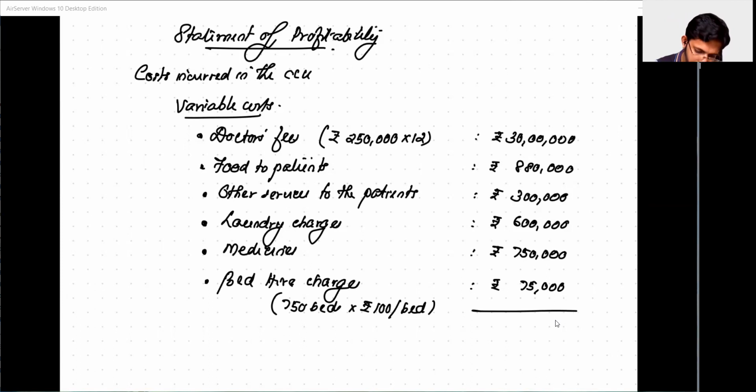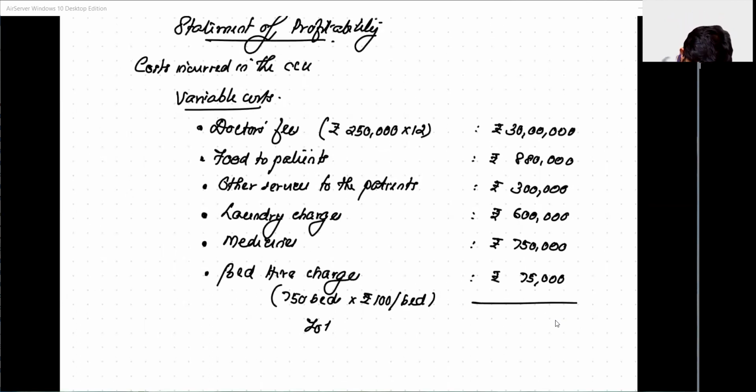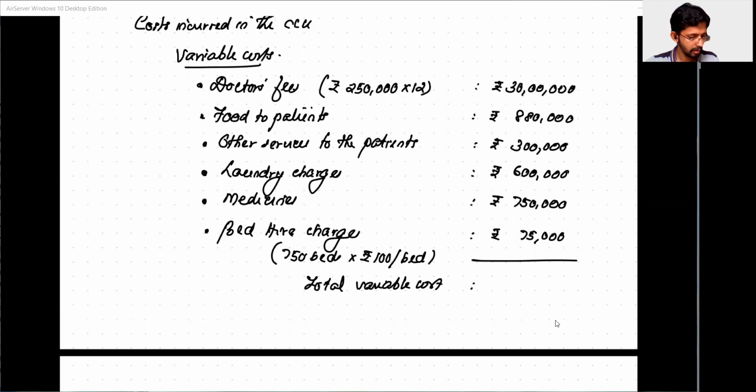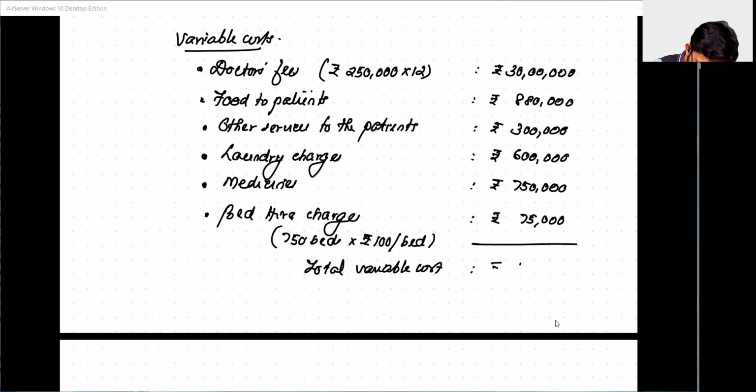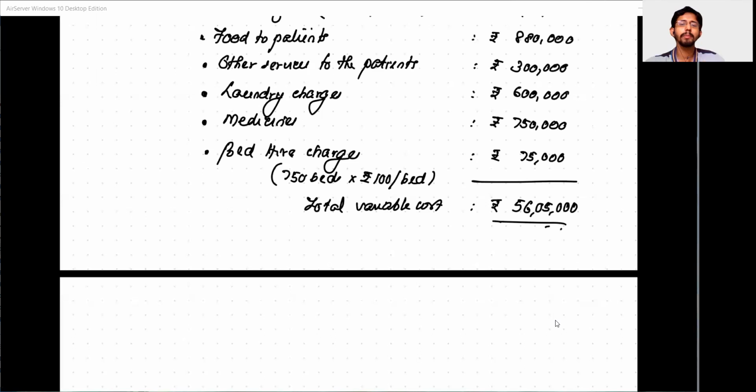So total variable cost is 30 lakhs plus 8 lakh 80,000 plus 3 lakh plus 6 lakh plus 7.5 lakhs plus 0.75. It is 56 lakh 5,000. So you have total variable cost. Now I am computing the total fixed cost. Contribution and all we will compute later. Okay, so fixed cost will be the remaining cost.